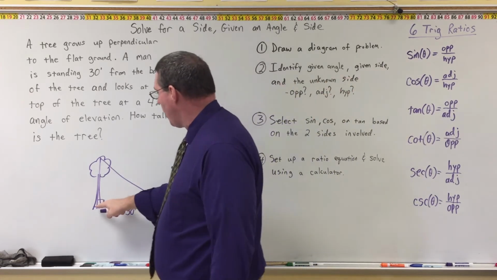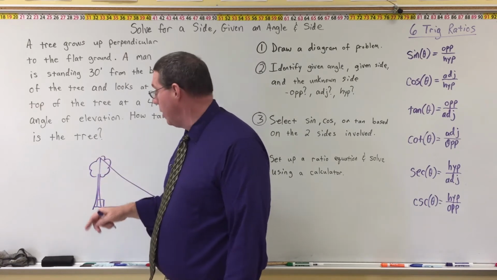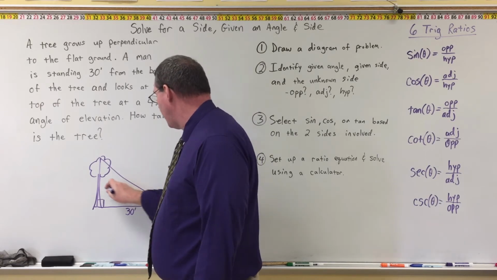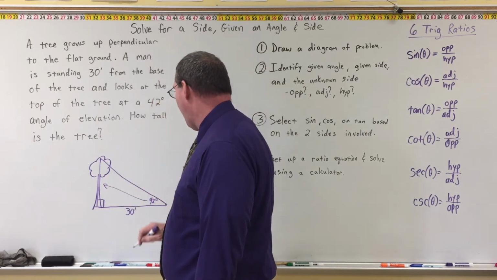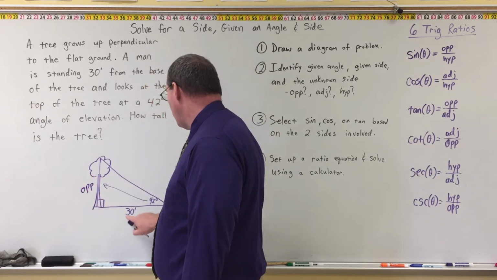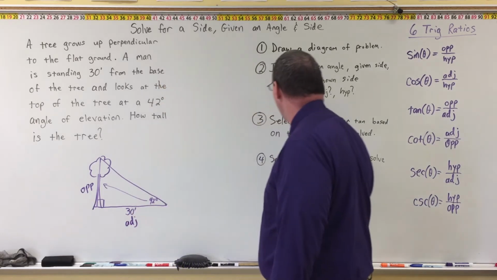Well, what is the unknown side? The unknown side is the distance from here up to here. That's the height of the tree, right? Well, that's the other side. It's not the hypotenuse, and it is the side that is across from the angle. Therefore, we're trying to find the opposite side. And what we're given here is the adjacent side, okay?